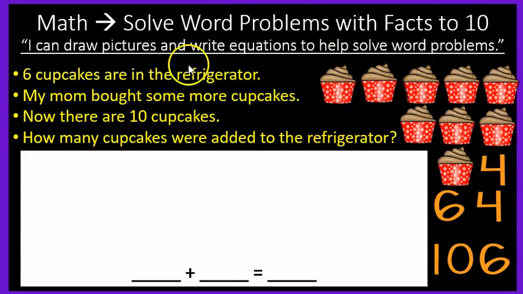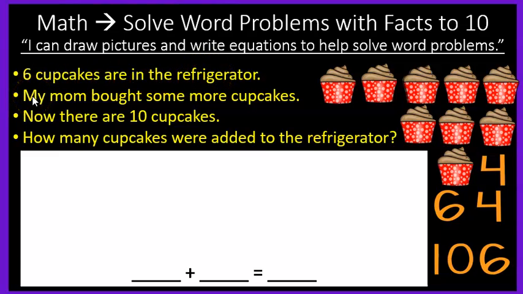Now, all this writing that is in yellow, this is what you call a word problem, okay? We have to read it and understand what it's asking us, and also too, we need to know what numbers they are giving us. Okay, remember, we're going to break this apart into 4 statements. Okay? Now, let's read this top statement together. This first one. Read it with me. 6 cupcakes are in the refrigerator.